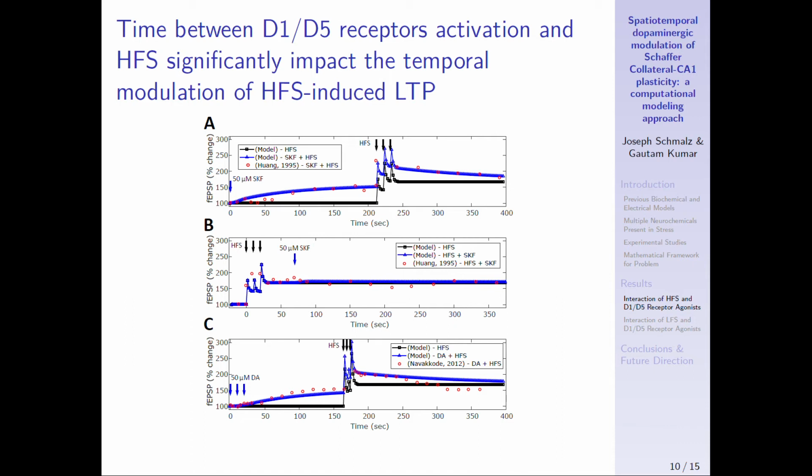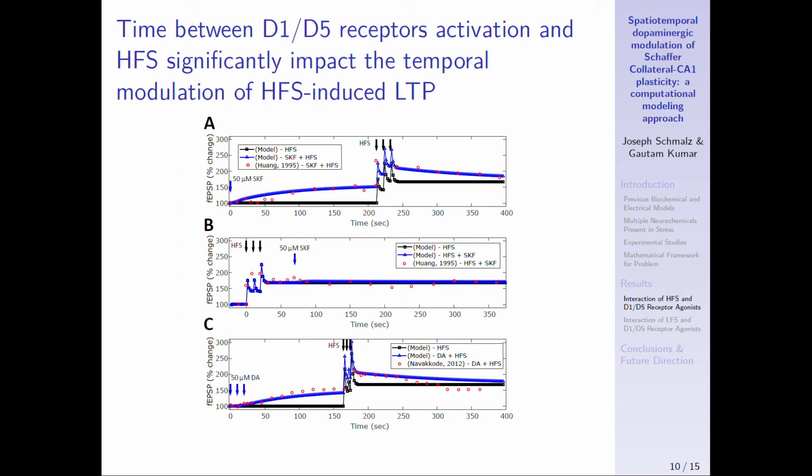In the first figure A, the dopaminergic D1-D5 receptor agonist, SKF, is applied more than 200 minutes prior to the high-frequency stimulation protocol. Before the high-frequency stimulation protocol is applied, there is a slow potentiation that is induced by the dopaminergic agonist, shown as the red circles here, which our model is able to capture, shown as the blue line. Then, when the high-frequency stimulation protocol is applied, the synapse is potentiated further and then slowly decays back to the base case of high-frequency stimulation only, which our model is able to capture as well.